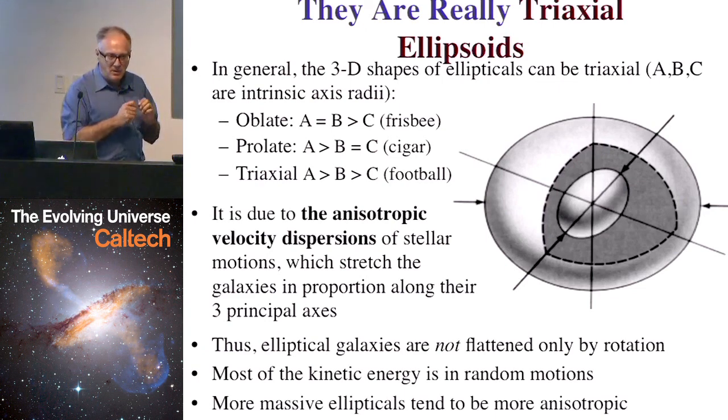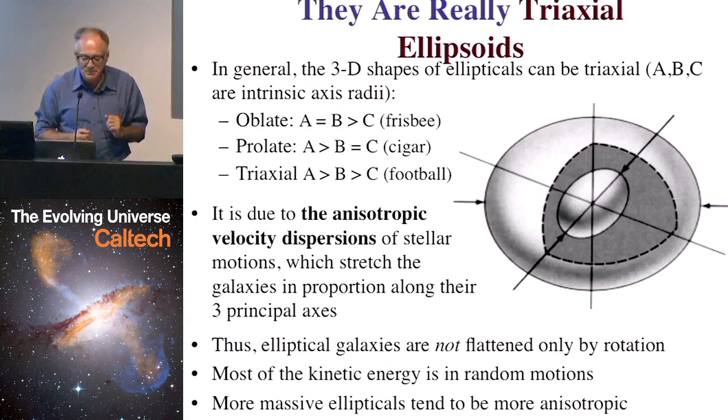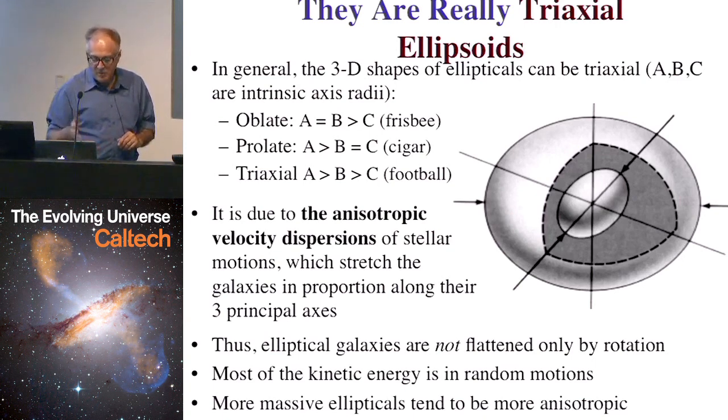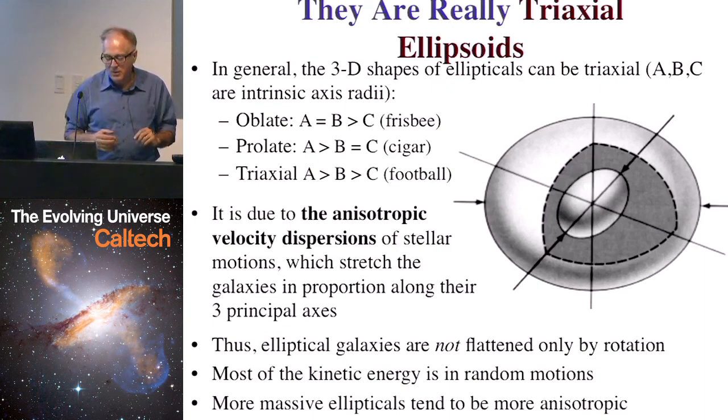So in the direction where we have the highest velocity dispersion of stars, they'll go furthest out, and those will be the longest axes. The one where we have the least amount of motion will be the shortest axis, and there'll be one in between. And so they're not grossly triaxial, but they're just slightly triaxial, and dynamical measurements confirm this. One interesting thing is that those that are bigger tend to be more anisotropic.